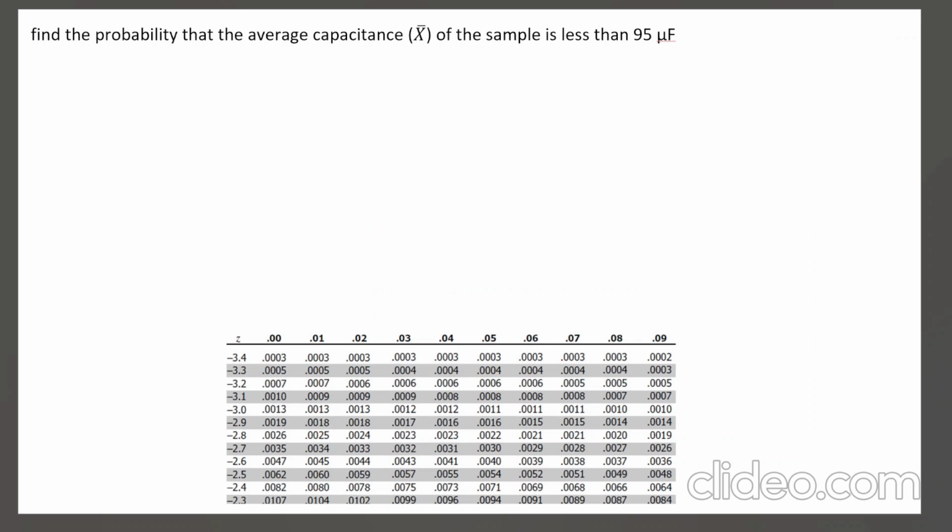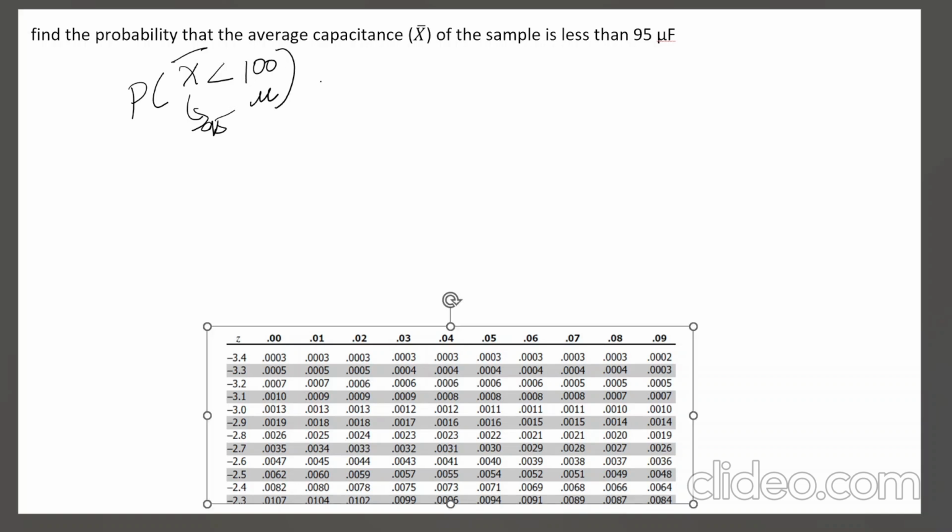So what they are asking is to find the probability that the average capacitance X bar of the sample is less than 95 microfarad. So what we want to find is the probability of X bar being less than 95, and that was the mean. This is what their preference is.